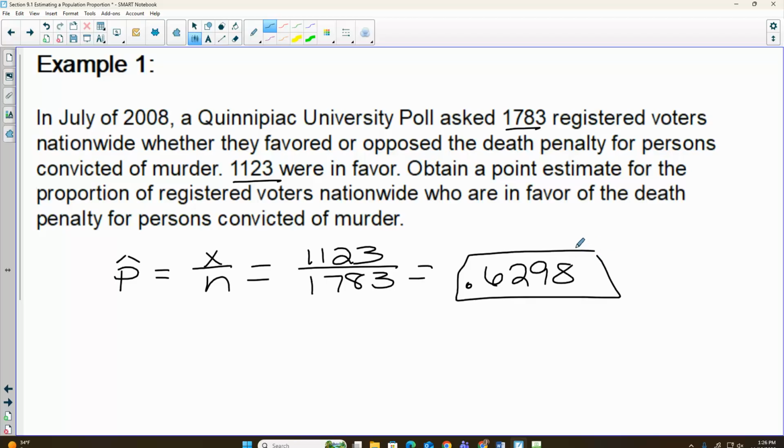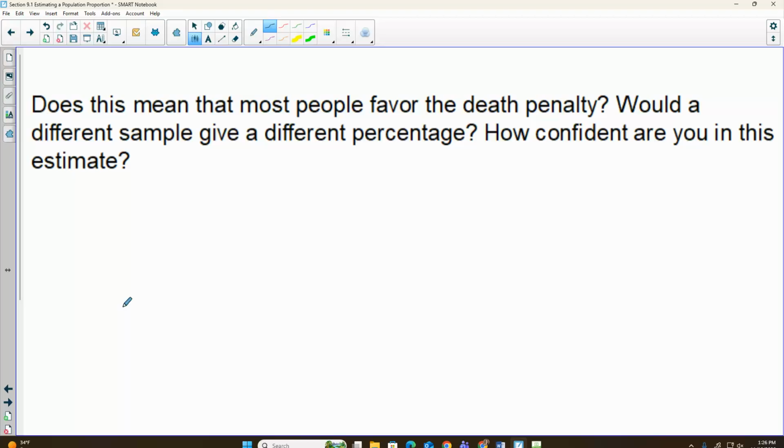Okay, so then here's a question. Does that mean that most people favor the death penalty? Most people in the survey, yes, over like 50. So would a different sample give me a different percentage? Yes. How confident are we in our estimate? That's a very important question. So we know that if we did this with a different sample, we'd probably get something different.